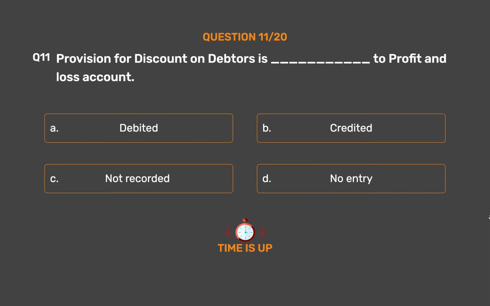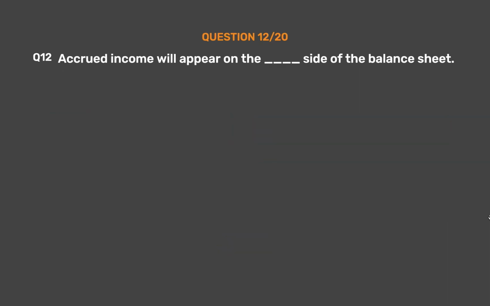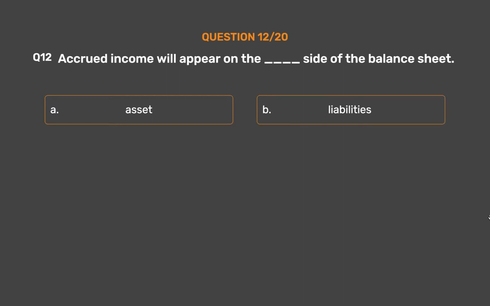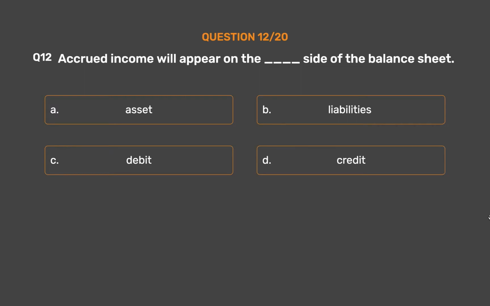The correct answer is option A. Debited. Question number 12. Accrued income will appear on the underscore side of the balance sheet. Option A, asset. Option B, liabilities. Option C, debit. Option D, credit.